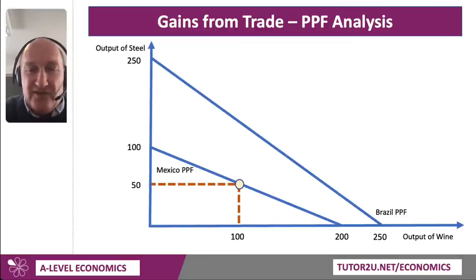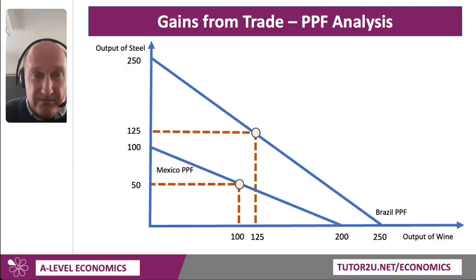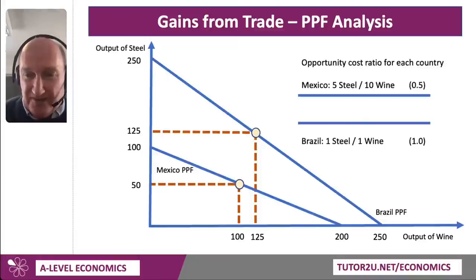So moving on, that means that if Mexico doesn't specialize, they could produce 50 units of steel and 100 units of wine. And the next draw is Brazil could choose not to specialize. They go to 125 of steel and 125 of wine. Those are the outputs halfway down the PPFs without any specialization. Well, Mexico has a comparative advantage in the production of wine. If you think about the opportunity costs here for a second, the gradients of those two lines, Mexico has to give up five units of steel and gets 10 units of wine, 100 to 200, that's 0.5.